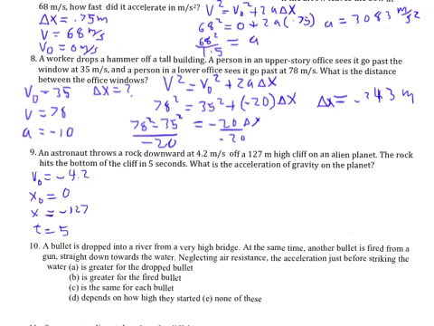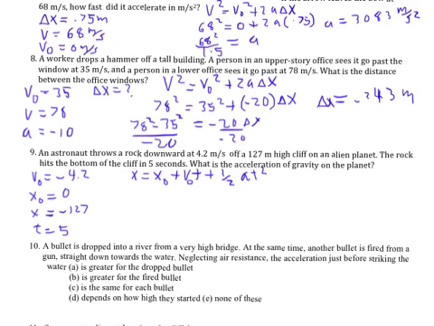And what we want to know is the acceleration of gravity on this planet. So since I know the initial velocity, I'll use this. I'll say x equals x naught plus v naught t plus 1/2 at squared. Now it's time to start substituting in.